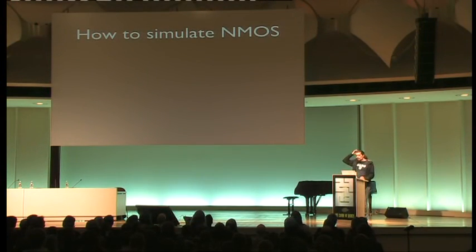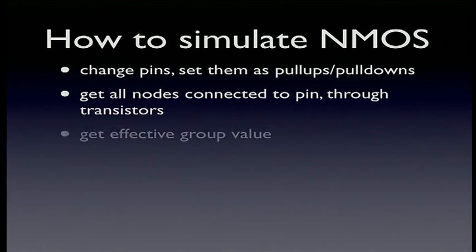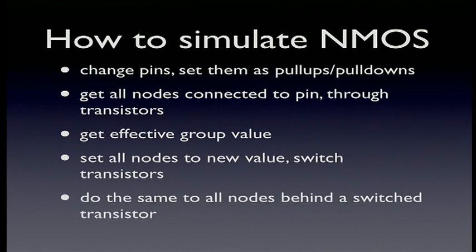The question is, how would you simulate all that? You simulate all of physics. On the outside, you can change pins. For example, you toggle the clock switch. And then you have to look at all the nodes that are going from there to all the transistors. And you have to look at what the potential of these nodes is, and they have to share the same potential. From there, you look at the group value, the potential of the group, and you set all the new nodes to the new potential, and then you look at all the transistors that are connected to all these nodes, and you need to switch some of those transistors. And then you look at all the nodes behind those transistors and repeat all that.